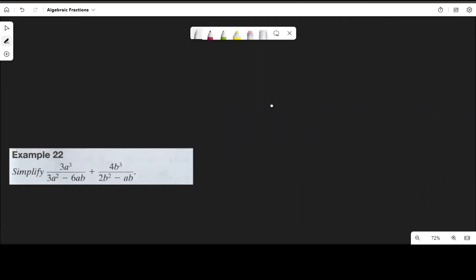In the next example, which is example 22, we have 3a cubed over 3a squared minus 6ab plus 4b cubed over 2b squared minus ab. Here, let's factorize these denominators so we can cancel out some terms.